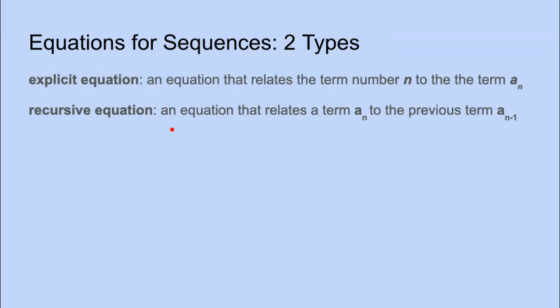So we're going to be looking at two types of equations for sequences. Explicit, so those, if I give you n, then you can find the nth term, a_n. And then we're also going to be looking at recursive equations, and these are equations that relate whatever term comes next to the previous term. So a_n, what comes before a_n, that's going to be a_{n-1}. So it says, let's take a_{n-1}, let's do something to it so we can get the next term.